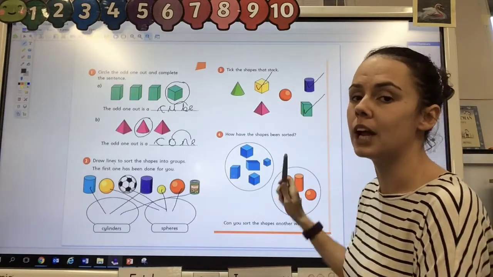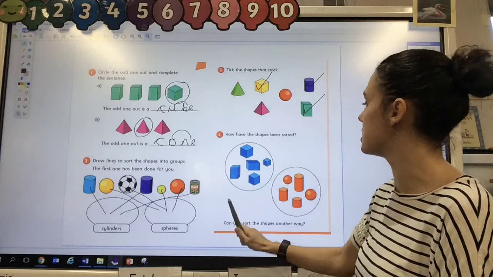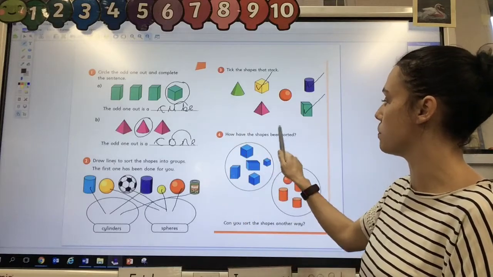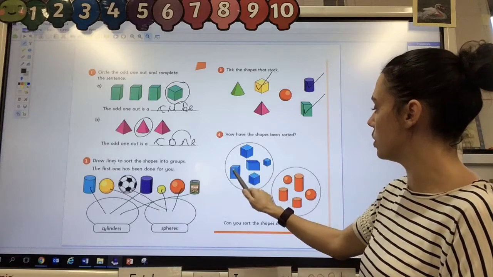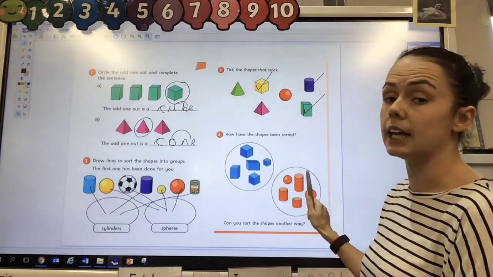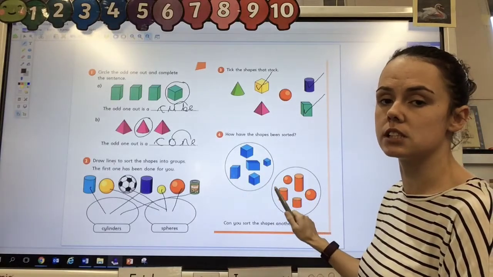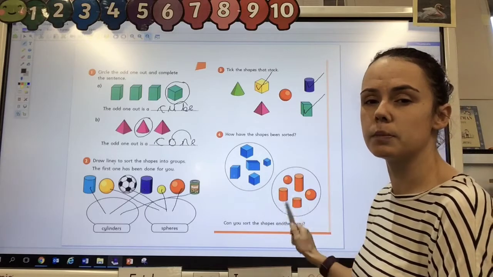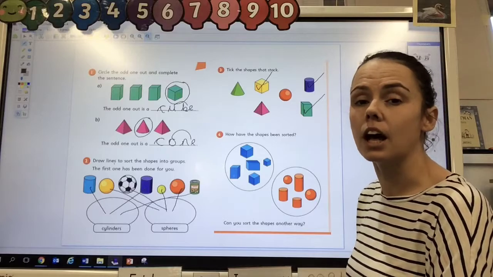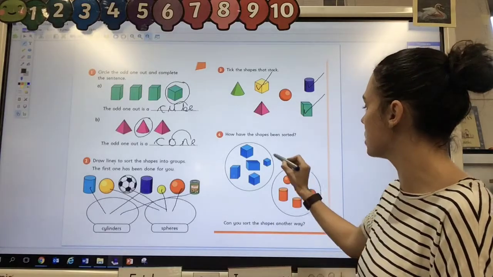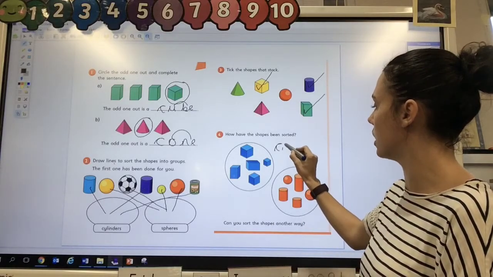Great work. Now our last question is, how have the shapes been sorted? So in here we've got cuboids and cubes, and here we've got cylinders and spheres. How have they been sorted? Into colour. Well done. So we've been sorted into colour, and I'm just going to write colour here.